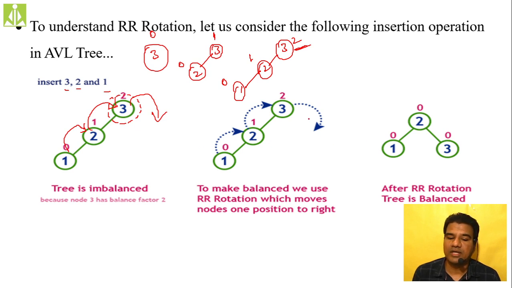After rotating, 3 came like this over here. After moving 2 to 3's position, 2 will become the root node, and after moving 1, 1 will become the left child. So like this we got, and after calculating the balance factors, we got 0, 0, 0. So the tree is balanced now.